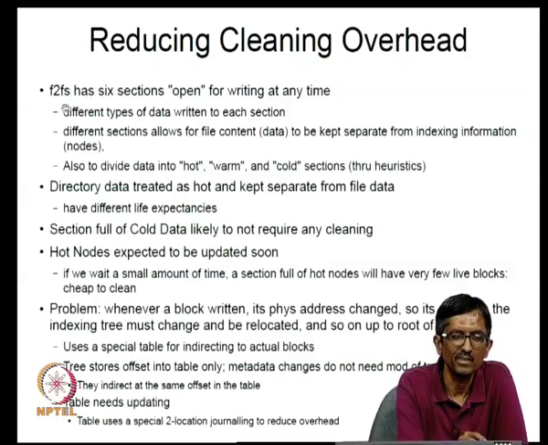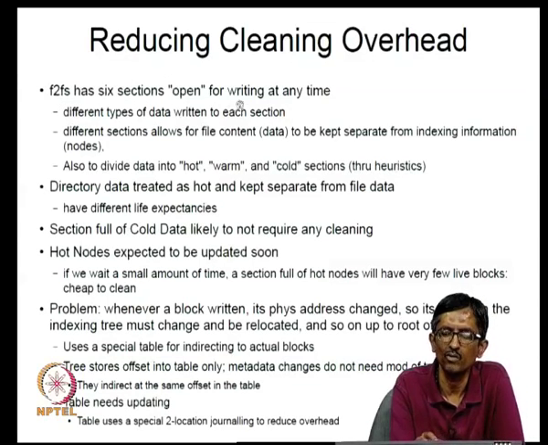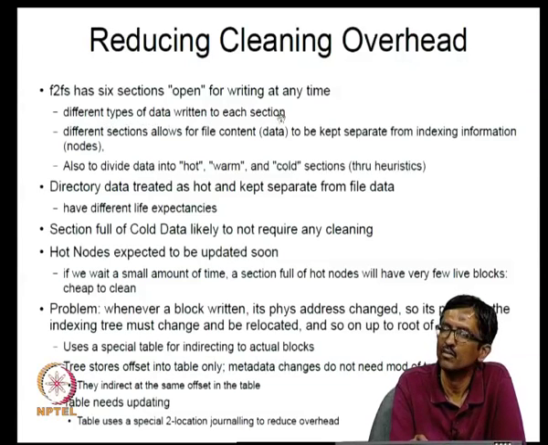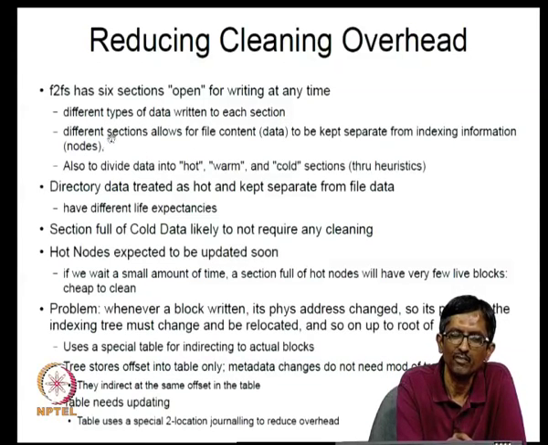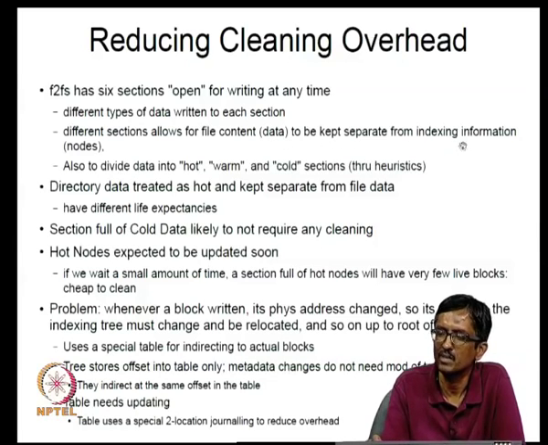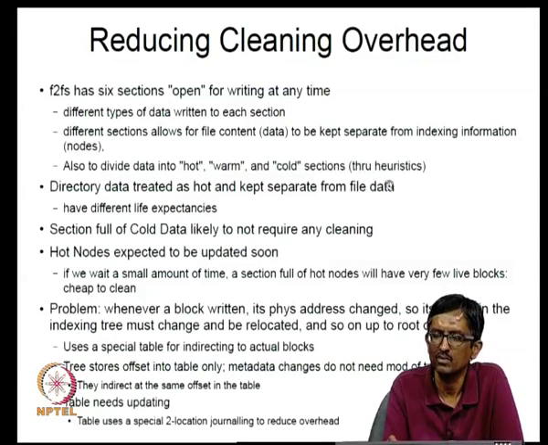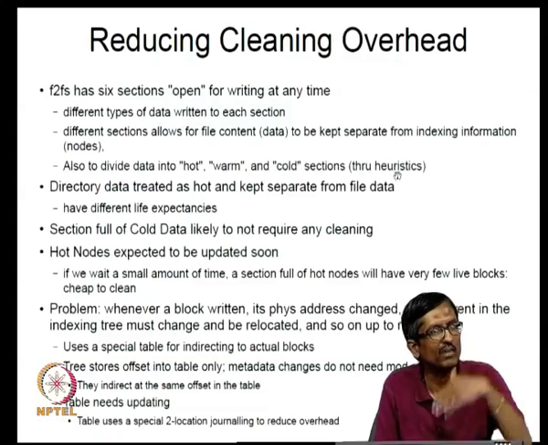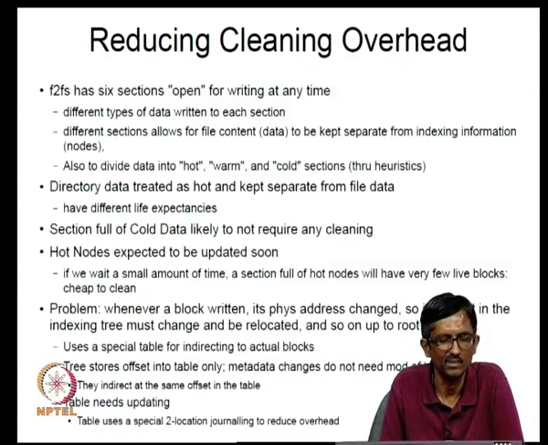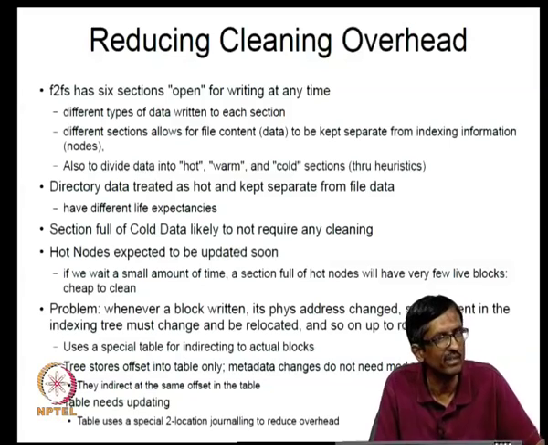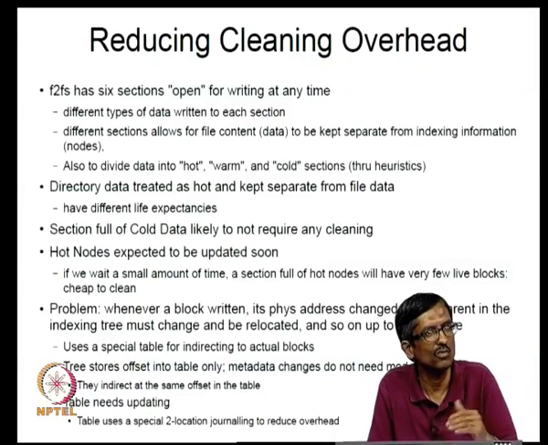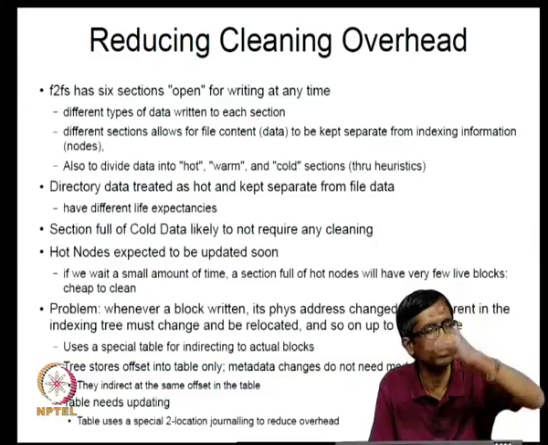So as I mentioned earlier, F2FS has 6 sections open for writing at any time, with different types of data written to each section. Different sections allow file content to be separate from indexing information, the inode kind of things, and basically divide the data into hot, warm and cold sections, and this is done through some heuristics. Again, this is part of the file system heuristics. It is not done best by the FTL, because the FTL doesn't know the application level information. It has been designed by some vendor somewhere and has no serious understanding of what the upper level is doing.